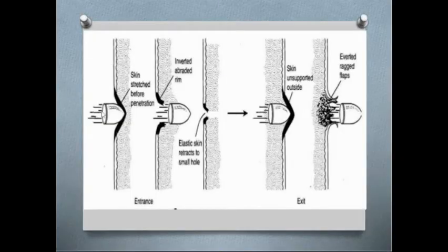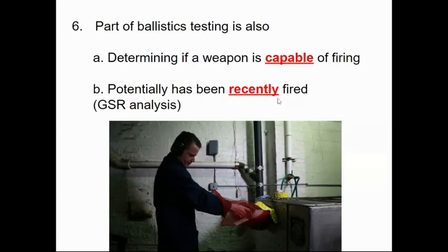Okay, again, here is a bullet hitting the surface of the skin, for example, and we can see it stretching. Now it tears inward, and that bullet is going to go in. Okay, so now that it's gone in, the skin goes back a little bit, so we have a little hole as it goes in. Okay, now it's in the body. We want it to come out the other side. It pushes the skin out. That skin tears outward, and now we have those jagged flaps outward. So that can tell us a little bit about entry and exit of a wound also.